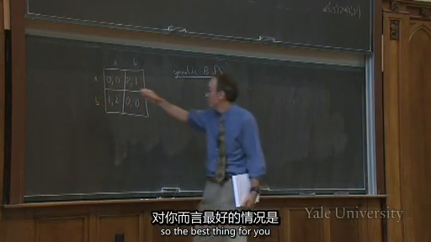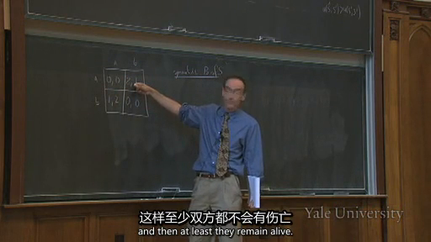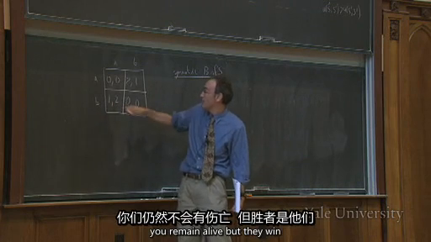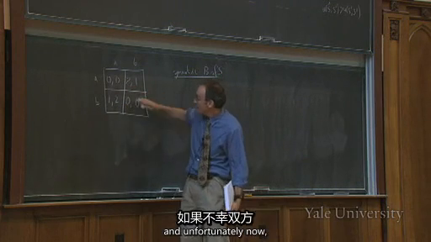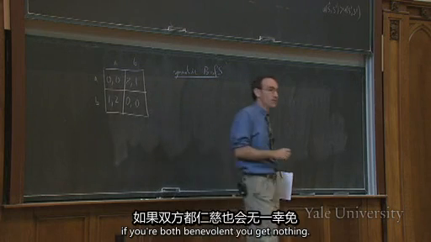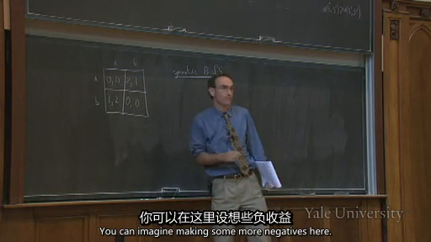So the best thing for you is for you to be aggressive and the other person to swerve, and then at least they remain alive. All right? And conversely, if you're benevolent and they swerve, you remain alive but they win. And unfortunately now, if you're both aggressive, you get nothing. And the way we've written this game, if you're both benevolent, you get nothing. All right? You can imagine making some more negatives here.